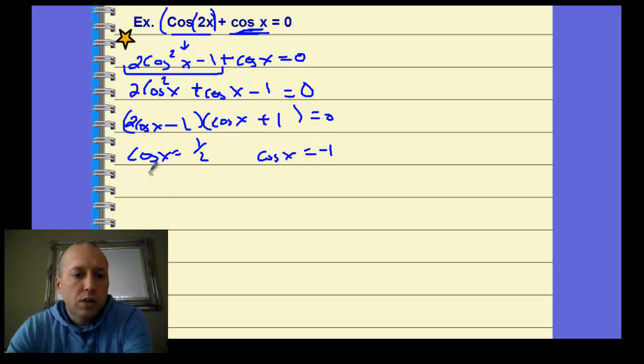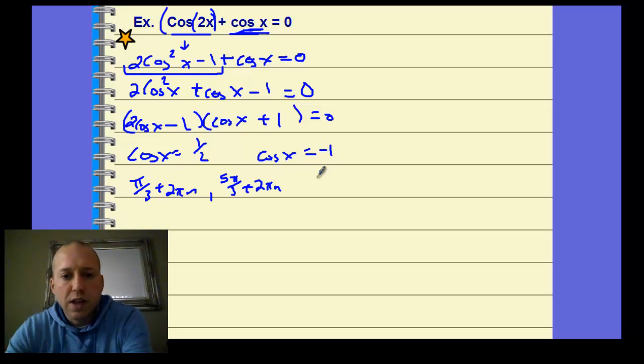and negative 1. So 1/2, that would be pi thirds plus 2 pi n, and 5 pi thirds plus 2 pi n. And then cosine x equals negative 1, that would be at pi plus 2 pi n. So it would be the 3 spots in one unit circle, or these would be the infinite amount of answers for x.